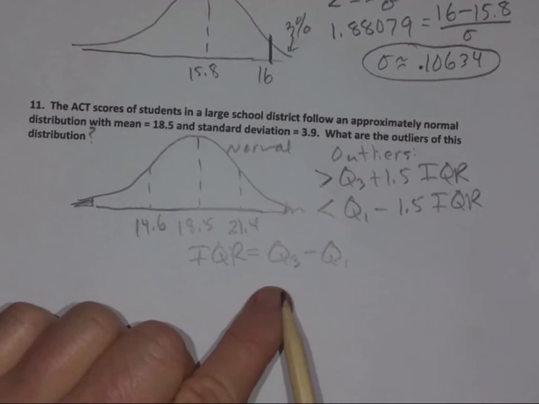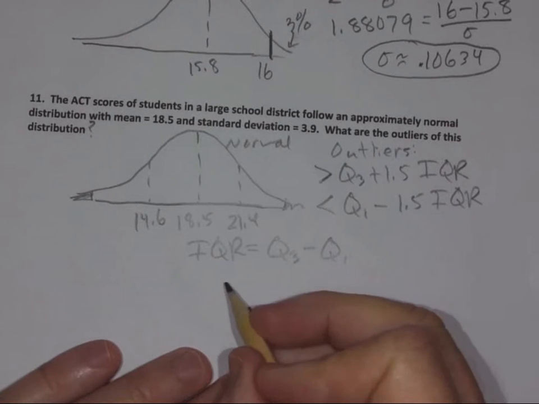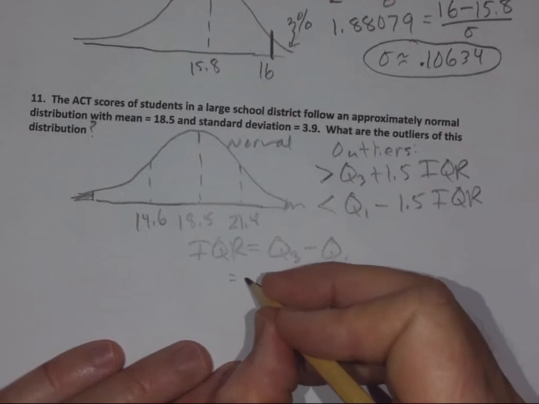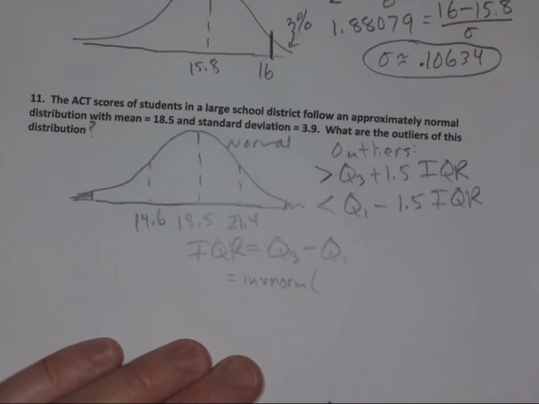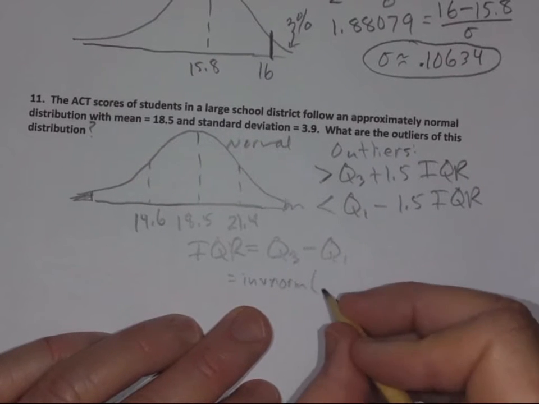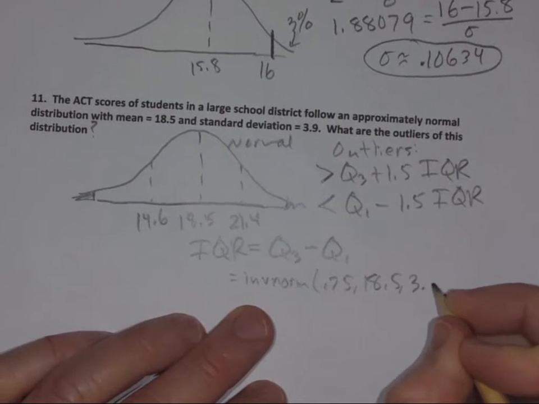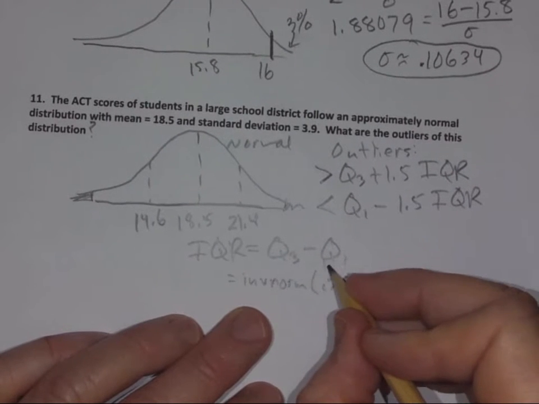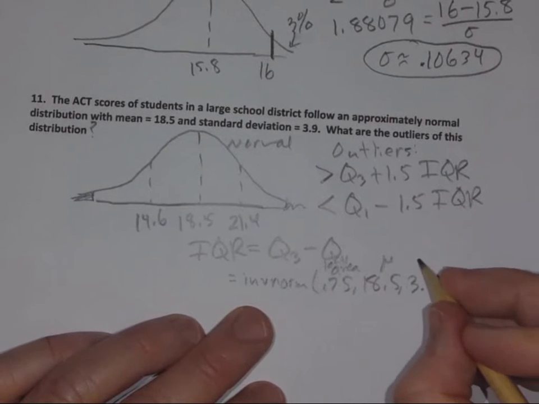Remember, Q3, what is it? It's the third quartile, the upper quartile. It is the 75th percentile. So to figure it out, we'll find the 75th percentile of this normal curve. How do you do that? By using an inverse norm: 0.75, mean of 18.5, standard deviation of 3.9. I label this as my left area, this as mu, and this is sigma.